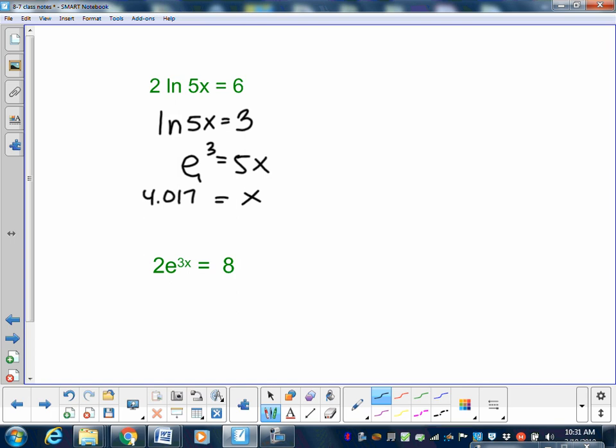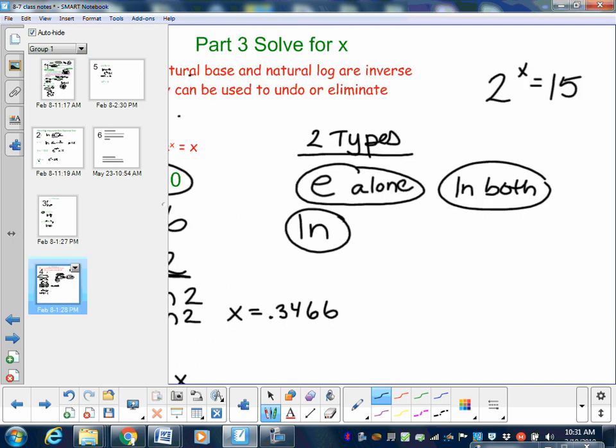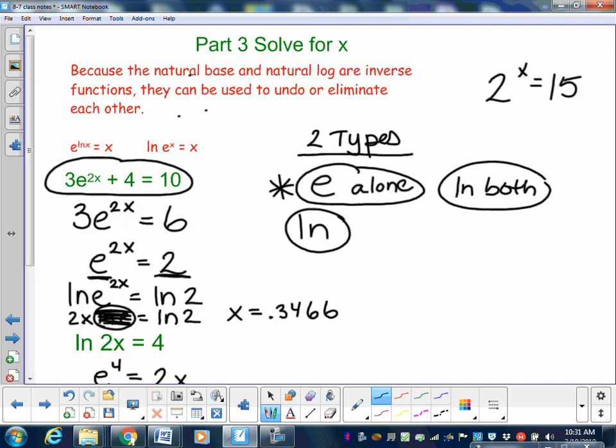There's two types of problems. If it's a natural log, you put it into exponential form. What happens if it's in exponential form? The first thing you do, go back over here to the notes. If there's an e, you need to get what alone? You have to get e alone. That's the first thing you do.